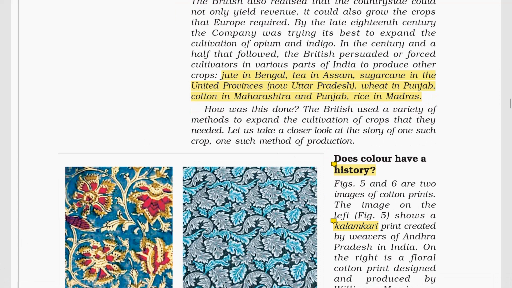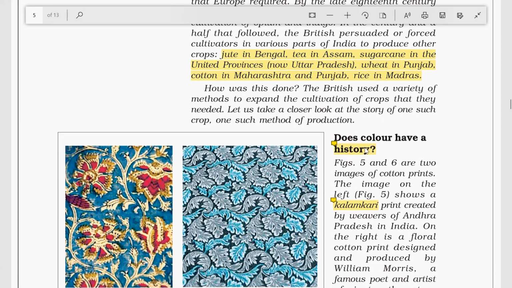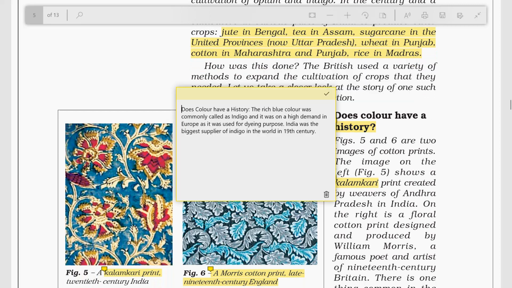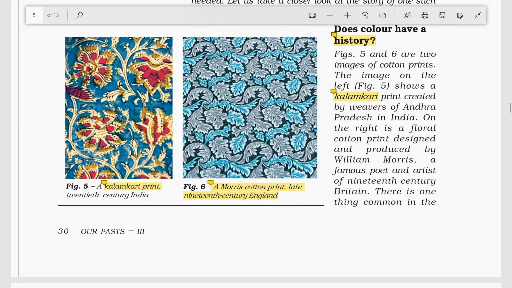Now they saw that indigo was very much in demand in the European countries. Here they have given you, does color have a history? So we will see the history of colors. Now the rich blue color was commonly called indigo, and it was in high demand in the European market, used for dyeing purposes. India became the biggest supplier of indigo during the 19th century.